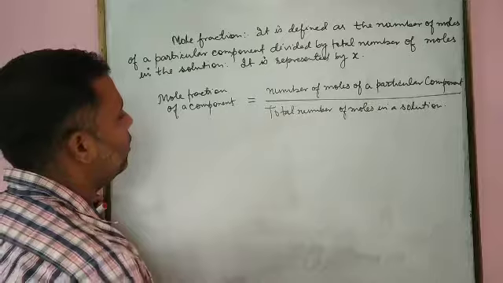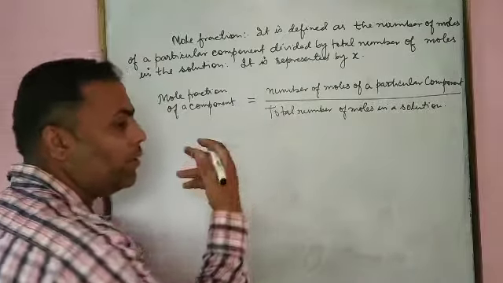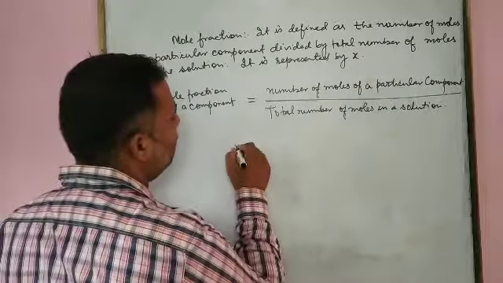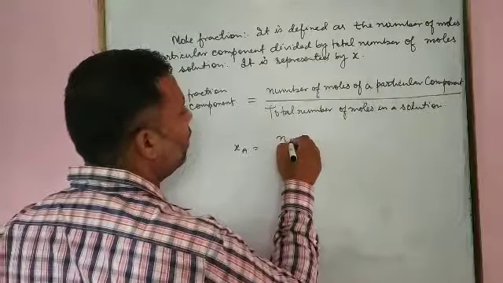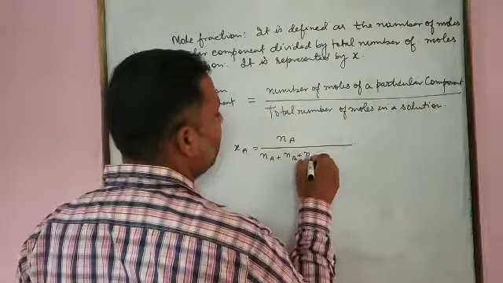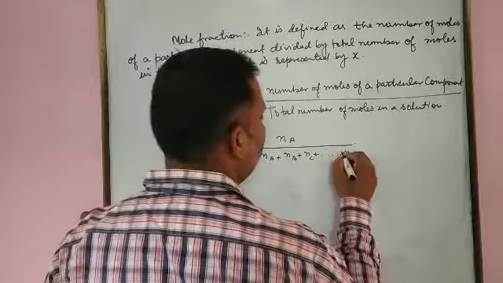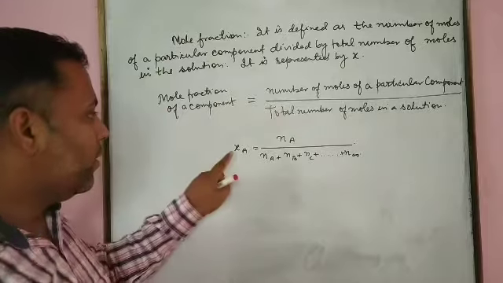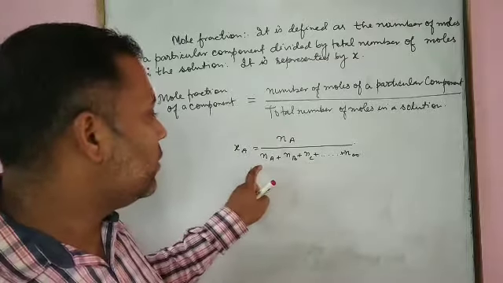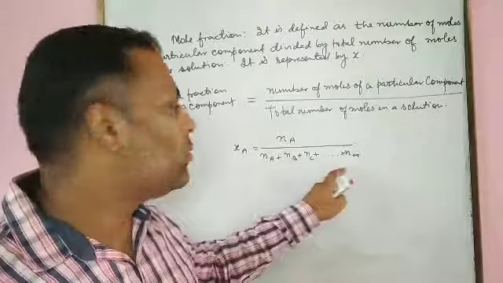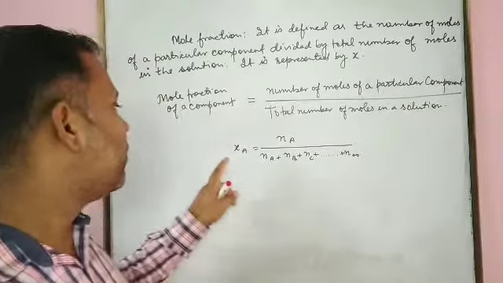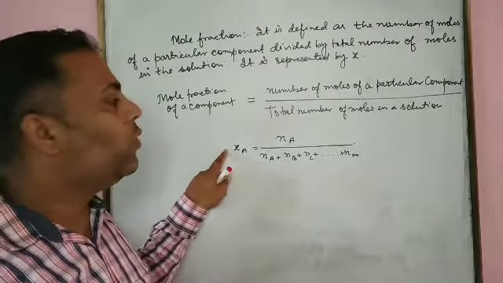It can also be represented as, if we have a number of components in the solution, then the mole fraction XA is represented as NA divided by NA plus NB plus NC plus and so on. Here NA, NB, NC are the moles of the different components in the solution, and when we add them up, we get the total number of moles of all the components in the solution. This is how we can calculate the mole fraction of a particular component.